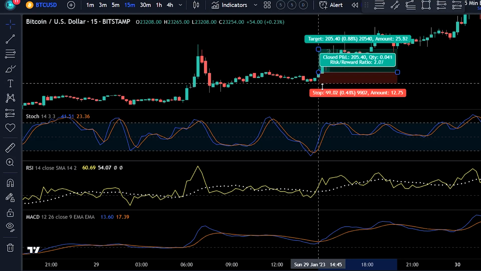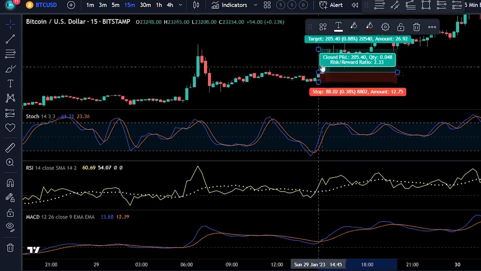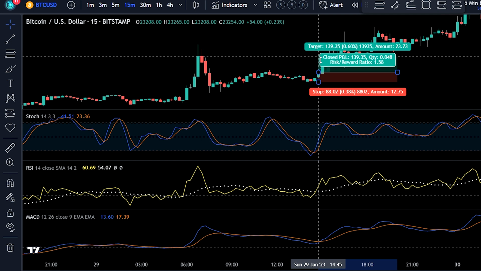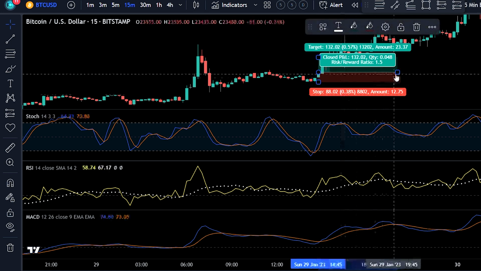The stop loss is going to be placed at the recent swing low. The take profit target will be set at 1.5 times the risk.